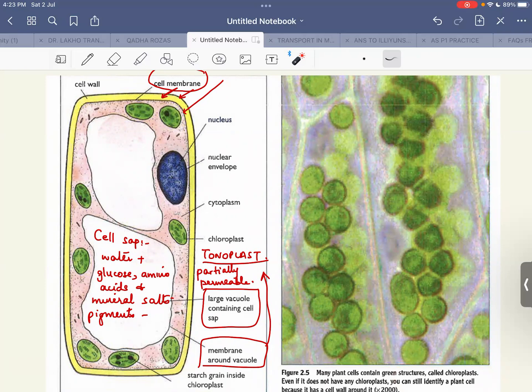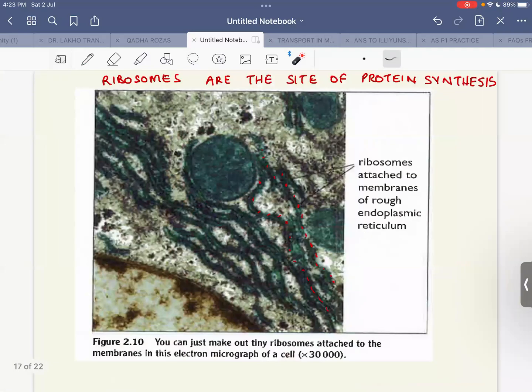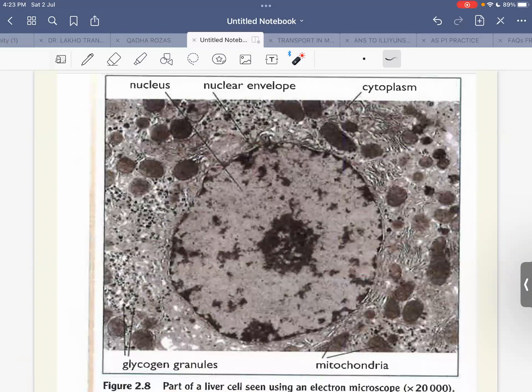Now, just like animal cells, the plant cells also have ribosomes and mitochondria. When I was doing animal cells with you, I had shown you mitochondria and also ribosomes. And I had told you that mitochondria are the organelles in which energy is made, or they are the powerhouse of the cell. And ribosomes are those tiny organelles in which proteins are synthesized. And I had already told you that ribosomes are so tiny that they cannot be even seen with a good quality light microscope.